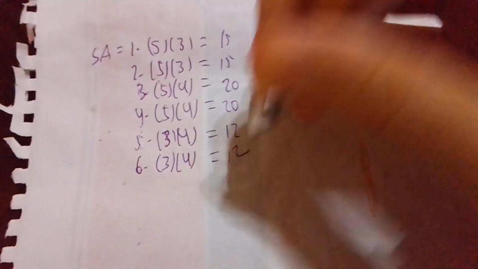1, we have 5 times 3, diba? 2, we have 5 times 3 again. Third face, we have 5 times 4, diba? 4, we have 5 times 4 again. 5, we have 3 times 4, diba? And the last one is 3 times 4. We get 15, 15, 20, 20, 12, 12.